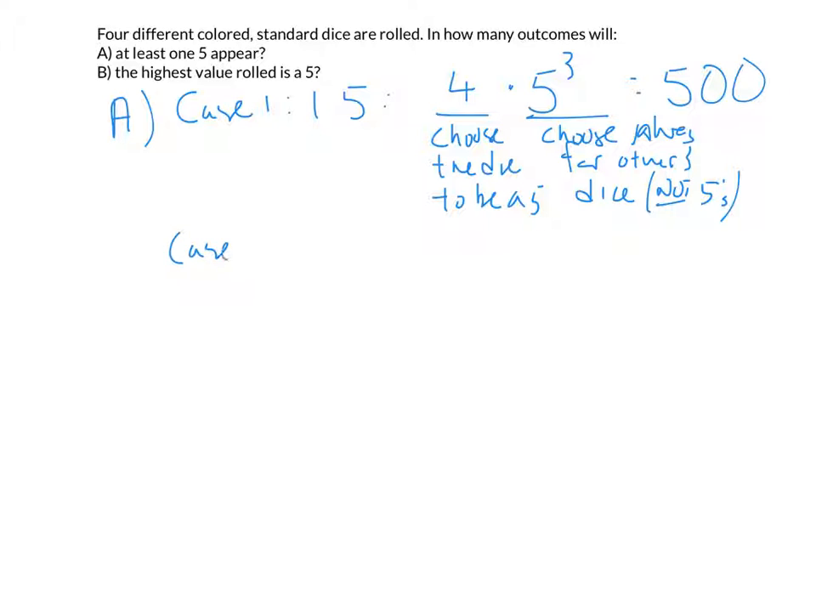Case 2 is going to be 2 5s. And you would sort that out by choosing C(4,2) to choose where the 5s are.